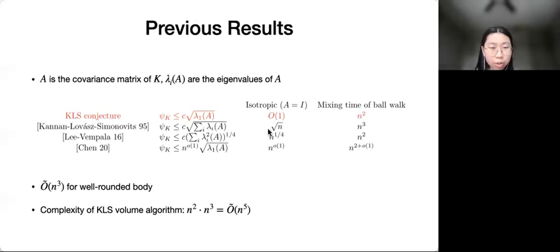Actually, this first result on the KLS conjecture already gives an algorithm with complexity n cubed for a well-rounded body. Remember, a well-rounded body means that it is almost covered by a ball of radius square root n. If we use these results, the sampling complexity for each sample is n cubed, and then multiplying by the number of samples we need, we get a complexity of n to the 5 overall.